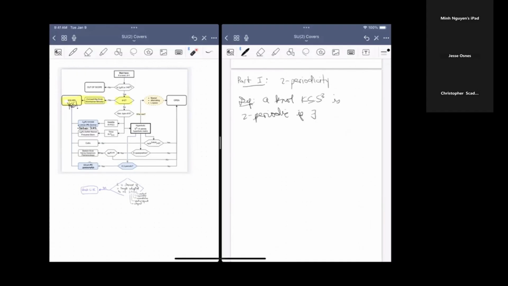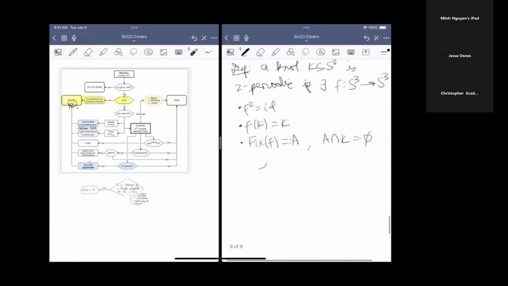if there exists a self-diffeomorphism f of the three-sphere such that it is an involution and it leaves K invariant. But if we look at the fixed point set of f, let me call it A, then we have that this intersection with K is empty. So A is for axis, because then what happens is that K ends up being sort of like the trefoil. Here's my axis.